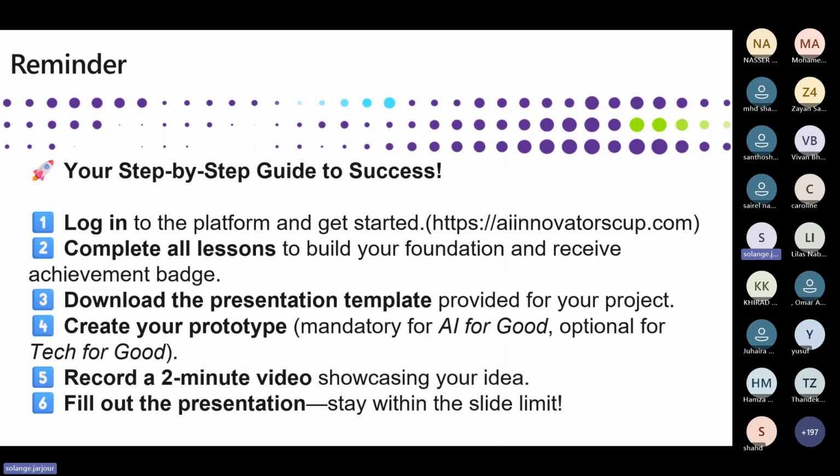As a student, you are supposed to first select the language and start completing all the lessons. Once you finish all the lessons, you will receive an achievement badge. It's a nice badge that you can add to your portfolio, that indicates that you went through the artificial intelligence learning path.